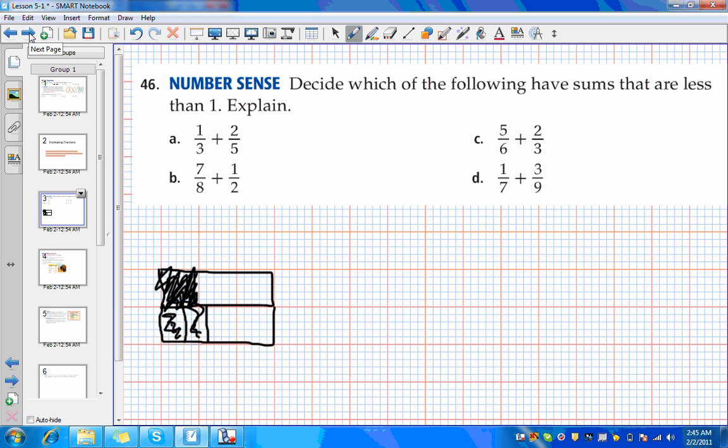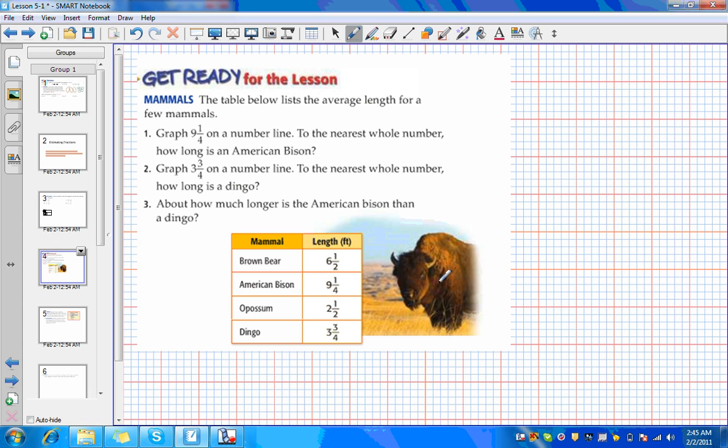So on the next page, now we're working on word problems with estimation of fractions. On this one, you're going to rely on the chart below. It says graph 9 1/4 on a number line to the nearest whole number. How long is an American bison? So now you're just rounding it off to the nearest whole number. And remember, when you're rounding and estimating, if it's greater than a half, you go to the next number. If it's less than a half, you remain at the same number. Okay?